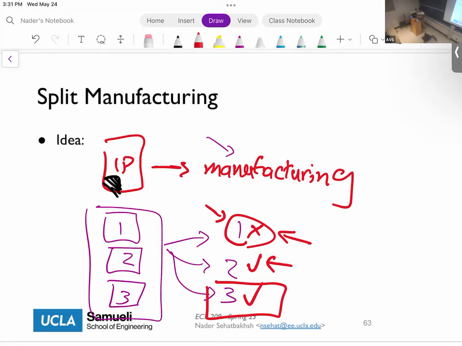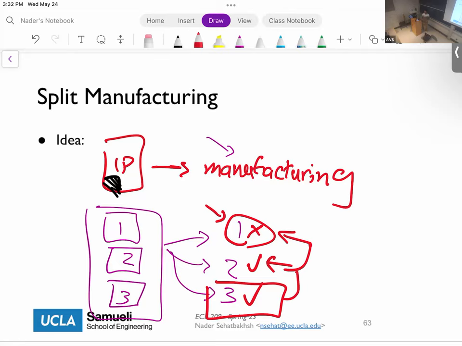Okay, so this is the idea of what's called split manufacturing, because we're not sending manufacturing to one fabrication company. I'm sending it to multiple of them. And the idea is that if they don't collude with each other, of course. If they all collude with each other, then this won't work. This will break as well, because then they can say, okay, I'm going to add this and you add that and you add that, and together it's going to work. But if at least one of them is trusted, then this system is guaranteed to be secure.